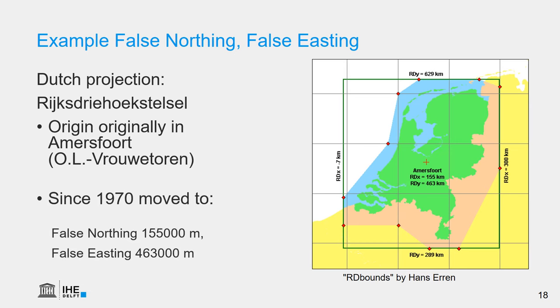However, there was a problem for people using it offshore, like the Navy, because they had to deal with negative values. So instead of redefining completely the origin, they moved this origin artificially by introducing a false northing and a false easting. Since the 1970s, the origin has been moved with a false northing of 155 kilometers and a false easting of 463 kilometers. And since then, all the territories of the Netherlands are in positive values. And this is referred to as the Rijksdriehoekstelsel or RD new projection.